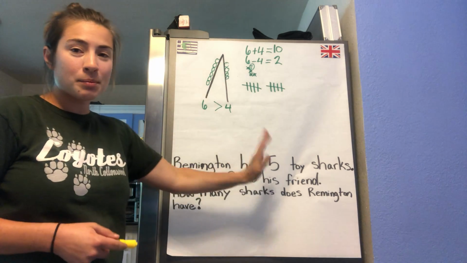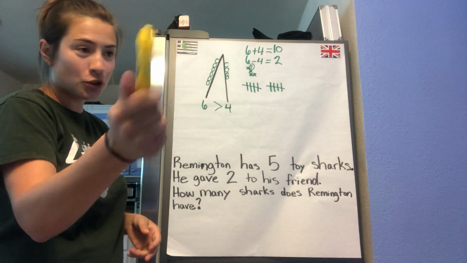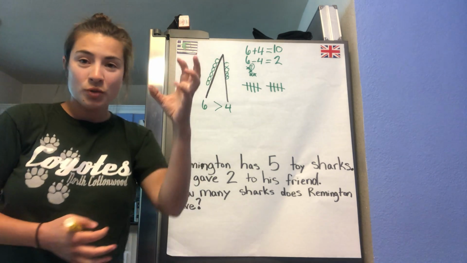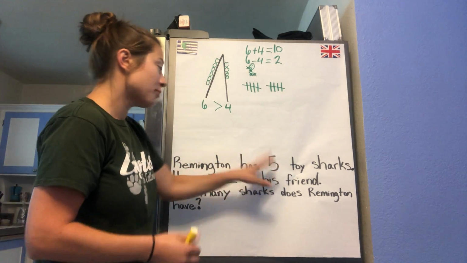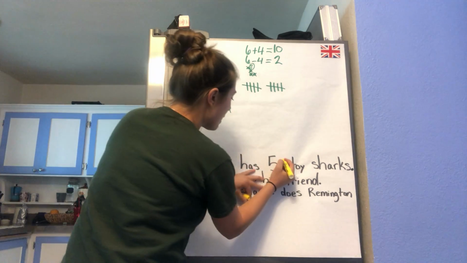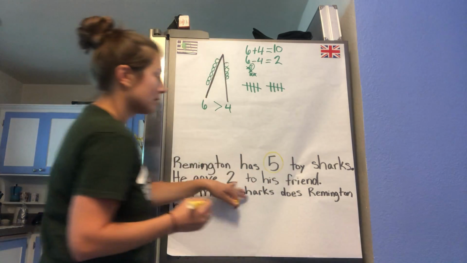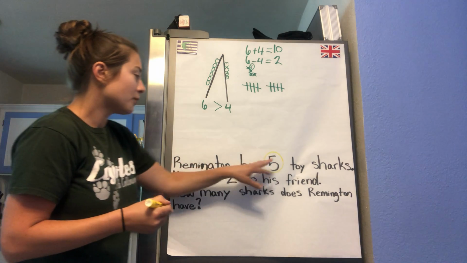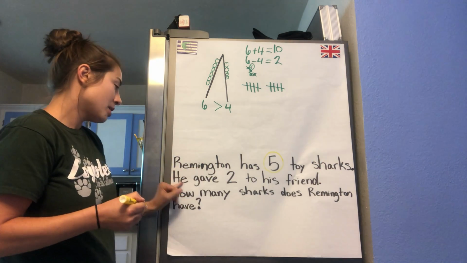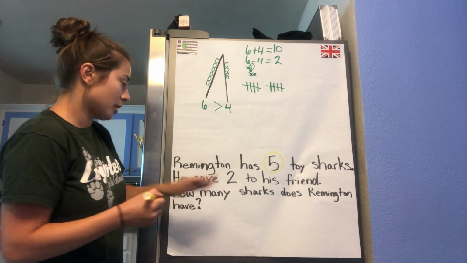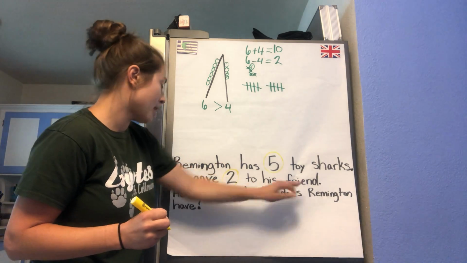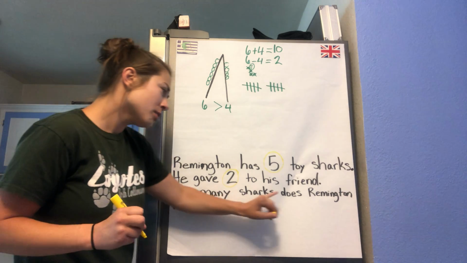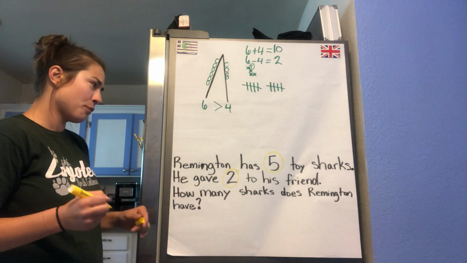All right, so you listened for the numbers. As I read it, I'm going to stop and I'm going to circle the numbers when I see them, so then later I can pull them out. Remington has 5. Oh, number. Got to circle that. That's a key. Remington has 5 toy sharks. He gave 2. Oh, there's a number. Circle. He gave 2 to his friend. How many sharks does Remington have?